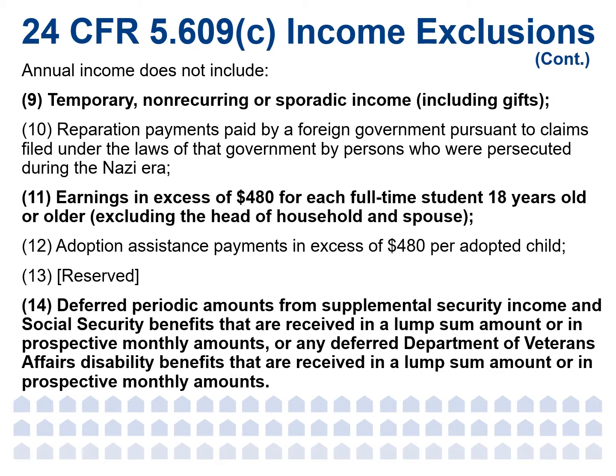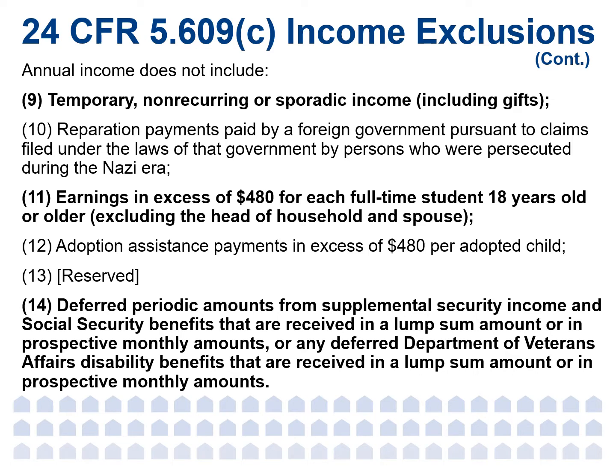Number 9, temporary, non-recurring, or sporadic income, including gifts, should not be counted as income. Stimulus checks are an example of non-recurring income that should not be counted, as are tax refunds. I do want to point out that income received from a temp agency is not automatically excluded just because it is temp work. Some employment through temp agencies can last several months and should be counted as income.